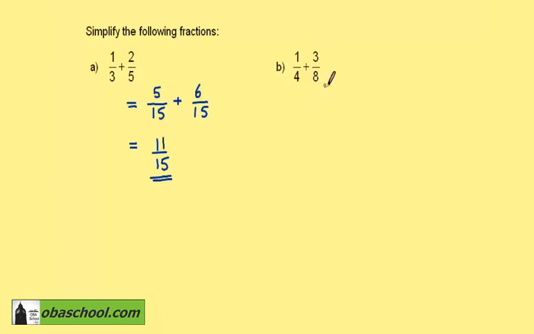Now consider 1/4 plus 3/8. The lowest common multiple for 4 and 8 is 8. So we need to express both of our fractions as fractions over 8. 4 times 2 is 8, 1 times 2 is 2. And 3/8 will of course stay as 3/8. So we have 2/8 plus 3/8, which is 5/8.